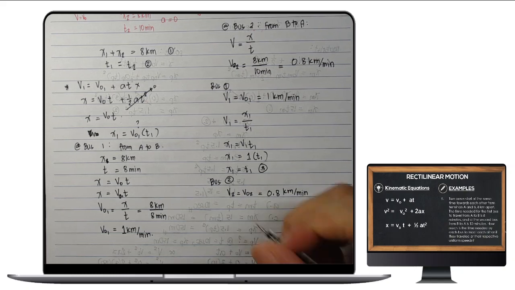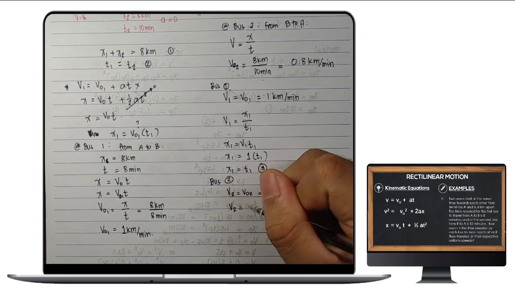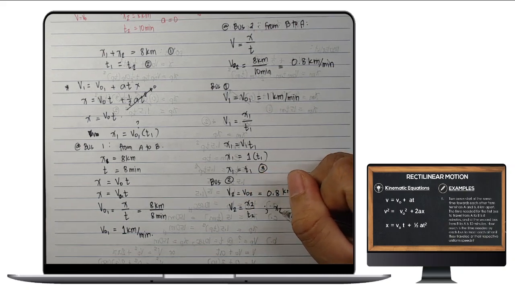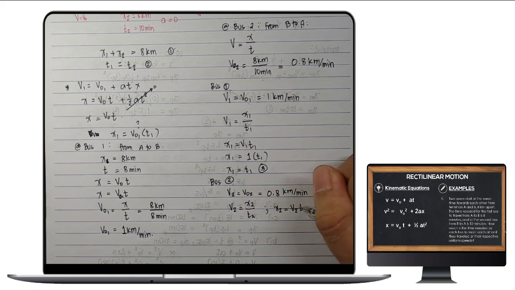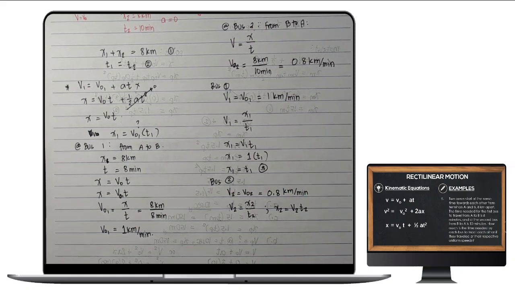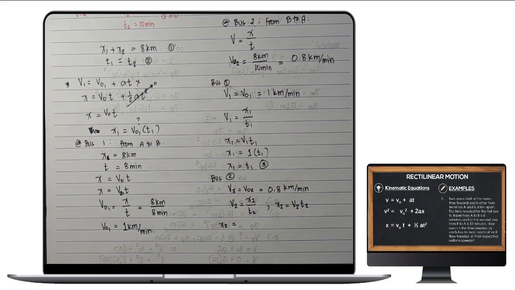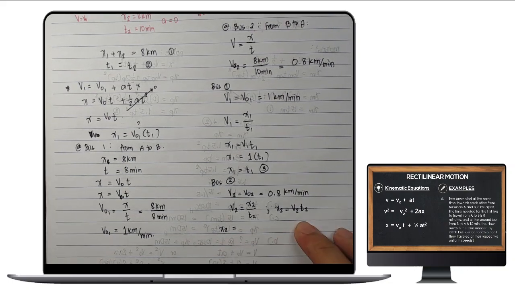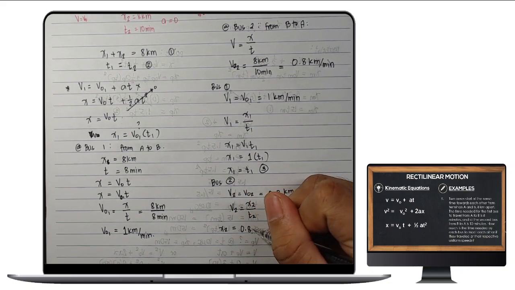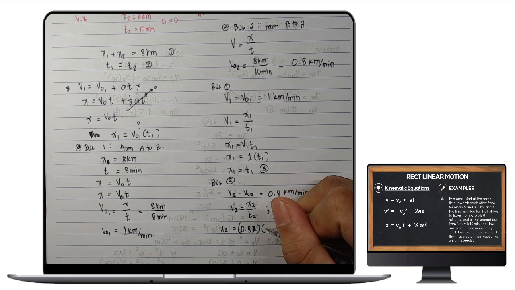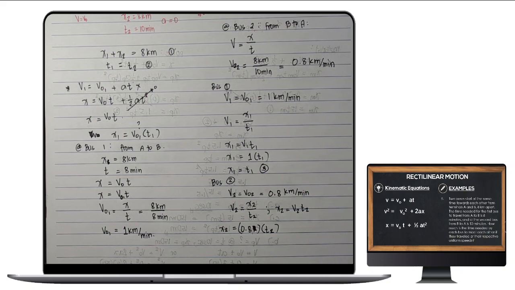Okay? So that is v sub 2 is equal to x sub 2 over t sub 2. So when we cross multiply, x sub 2 is equal to v sub 2 times t sub 2. So when we substitute, x sub 2 is v sub 2, that is 0.8 kilometer per minute times t sub 2. So let's have it as equation 4.